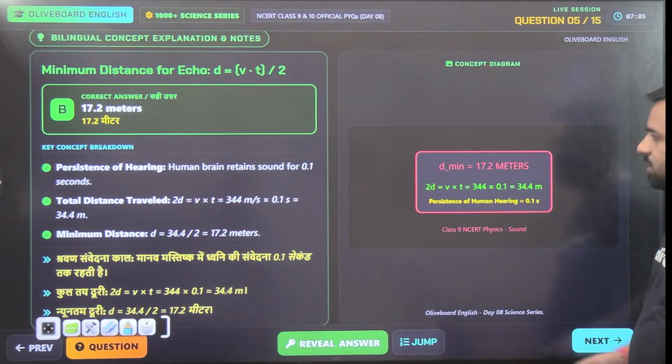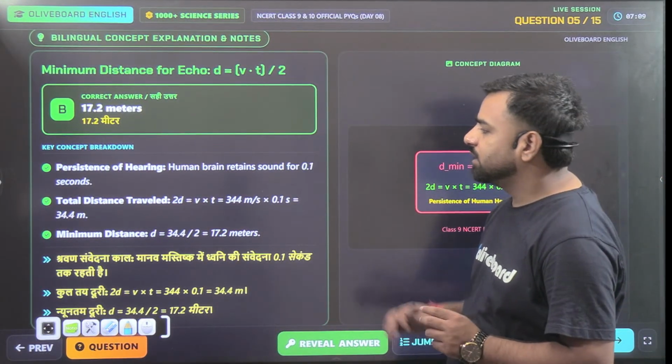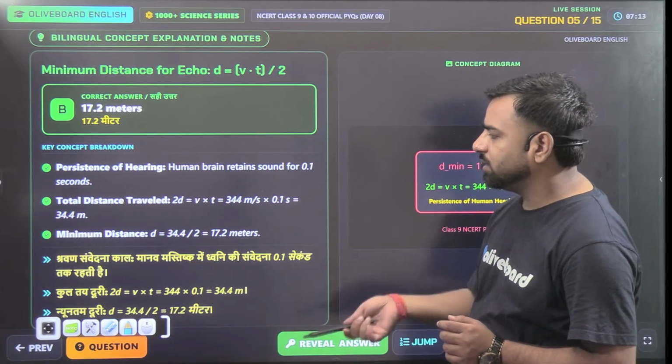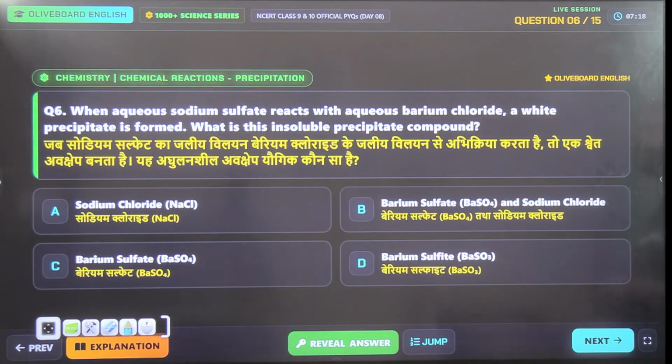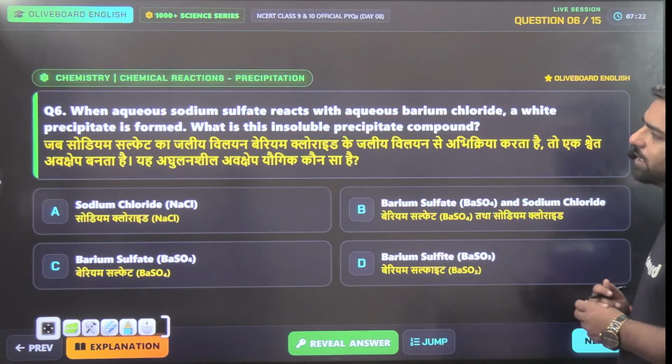The next question is, yeah, so there are some important points. The human brain retains sound for 0.1 seconds. Total distance traveled is 2d equal to v into t, so it's given here, and the minimum distance will be 17.2 meters. Next, when aqueous sodium sulfate reacts with aqueous barium chloride, a white precipitate is formed.